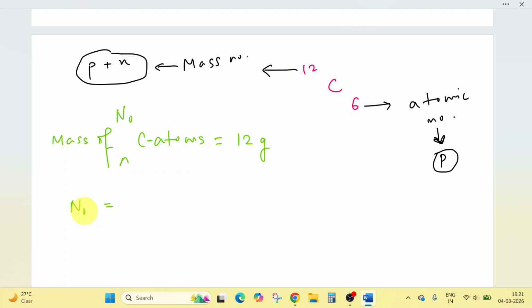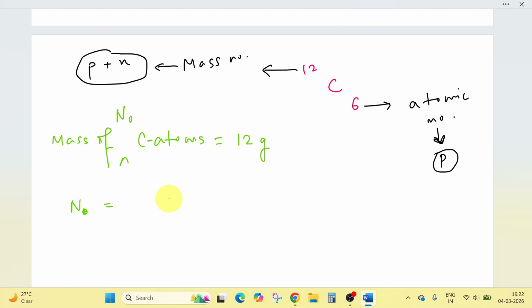What is N0? N0 is Avogadro's number. You will study this in more detail in chemistry. I am just giving you a brief idea. It is 6.02 into 10 to the power 23. This is called Avogadro's number, meaning 6.023 into 10 to the power 23. If you collect this number of carbon atoms together, the total weight will be 12 gram.